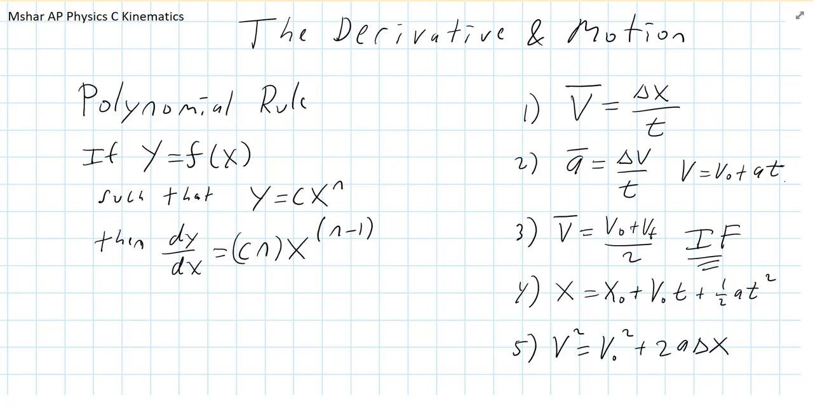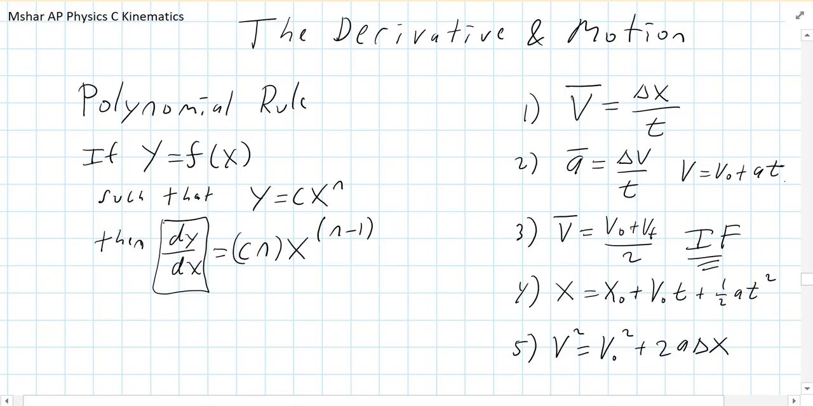On the left side I've written the polynomial rule that we just discussed in the previous video. So if you can write y as a function of x such that y is a polynomial, y equals cx to the n, then the derivative of y with respect to x, aka the slope of that graph, is equal to the coefficient becomes c times n, and the power of x becomes n minus 1.